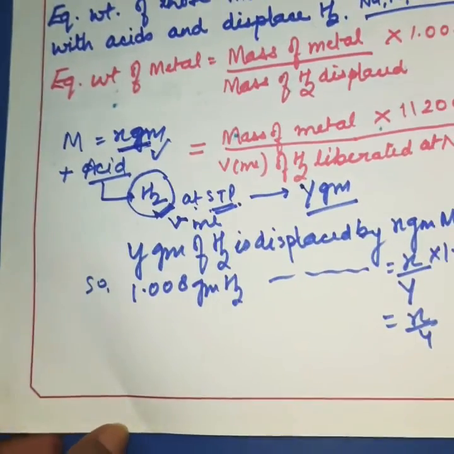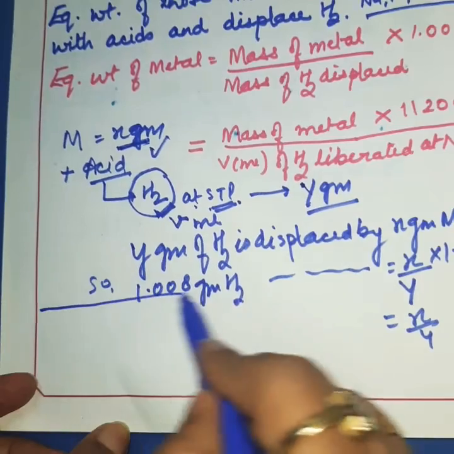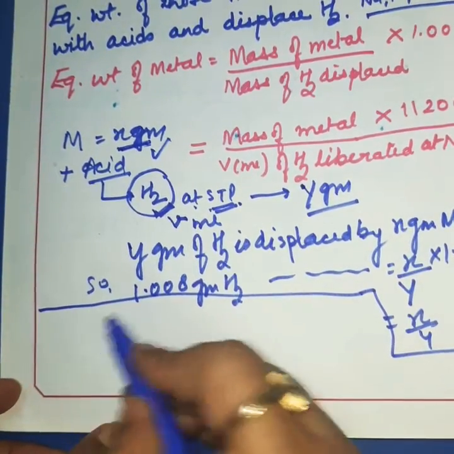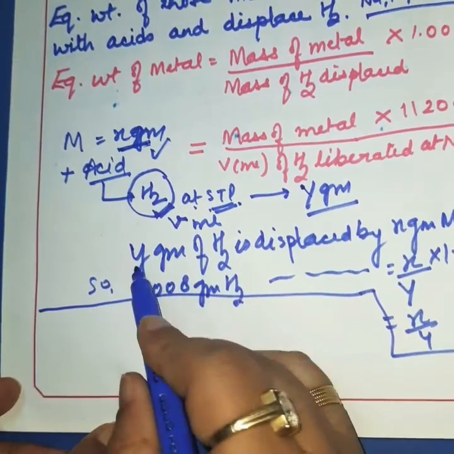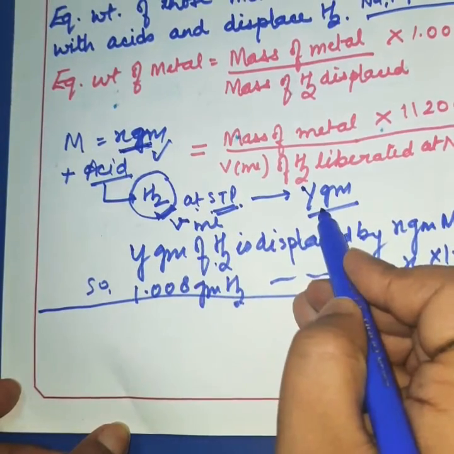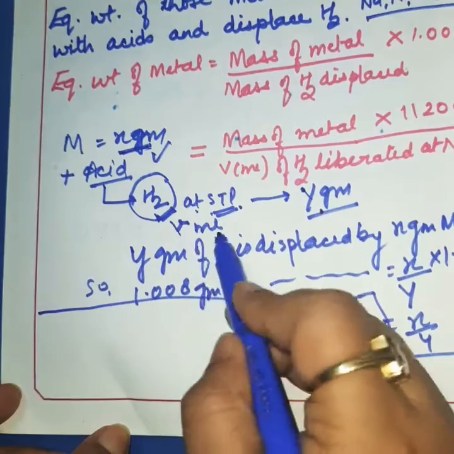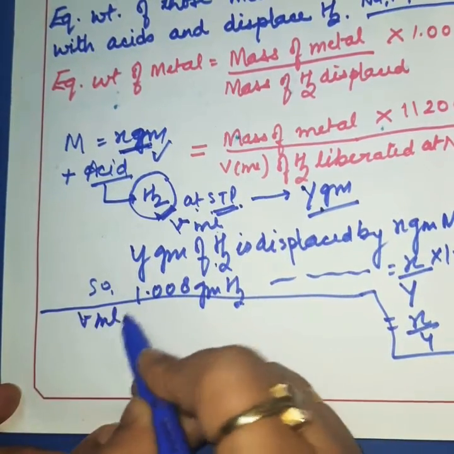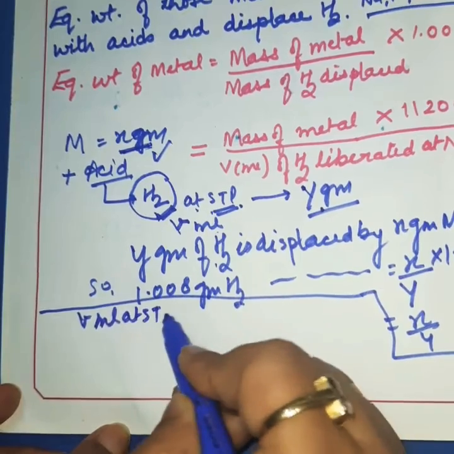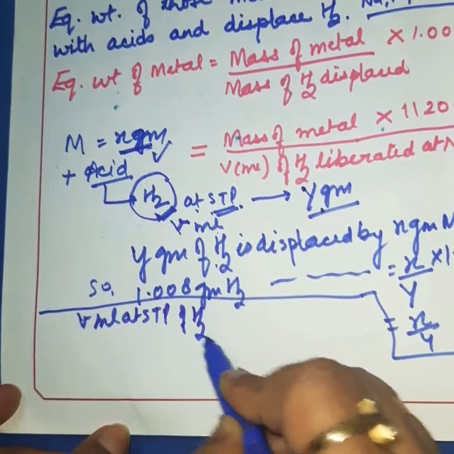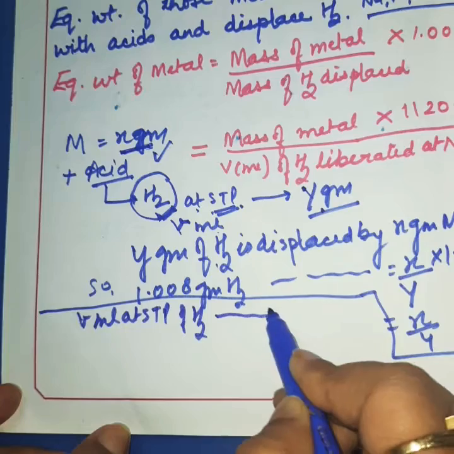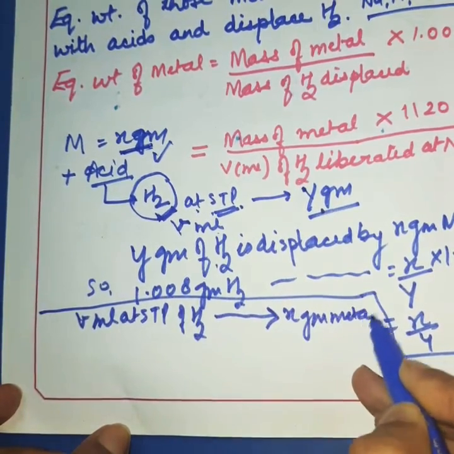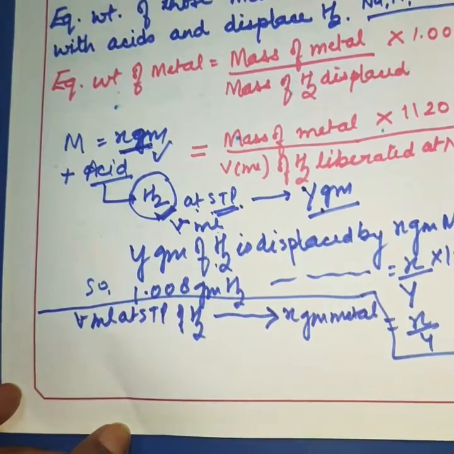See, dear students, try to understand how the formula based on volume can be derived. See, y gram of hydrogen has volume v ml at STP. So I can say v ml at STP of hydrogen is displaced by x gram metal. Alright, I hope it is clear.